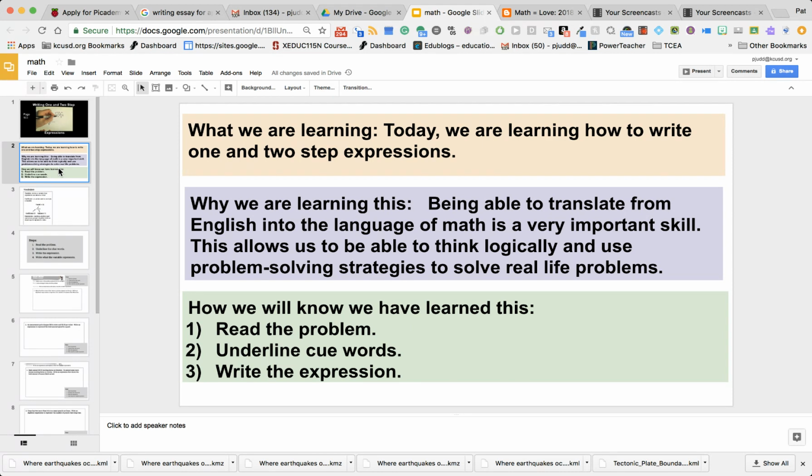And how will we know that you've learned it? Well, 1, you're going to be able to read the problem. 2, you're going to underline the cue words or the clue words, you can say either way, that will help you figure out what to do. And 3, you're going to write the expression and then also explain what the variable represents.